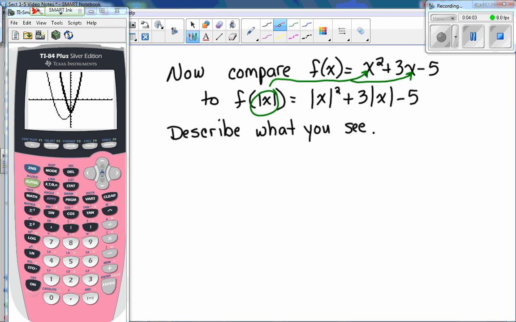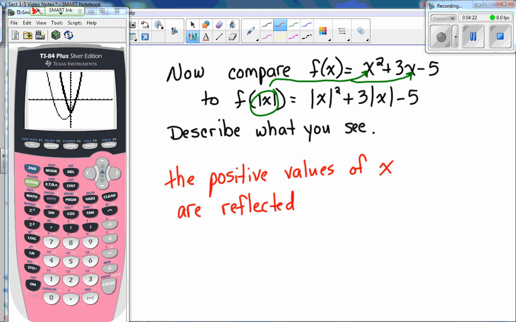So it appears that the positive values of x are reflected across the y-axis. Again, now we can make some predictions. Knowing what a particular function looks like, now we can make predictions about taking the absolute value of x and plugging it into the function.